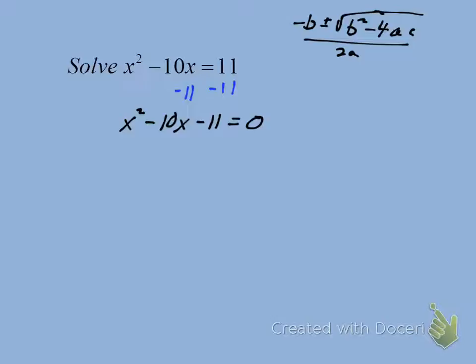After you do that, you go in and you find your a, b, and c. There's a 1 in front of this x squared, just so we know. Here's what I do: a equals, b equals, c equals. A equals 1, b equals negative 10, and c equals negative 11, right in order from your quadratic.